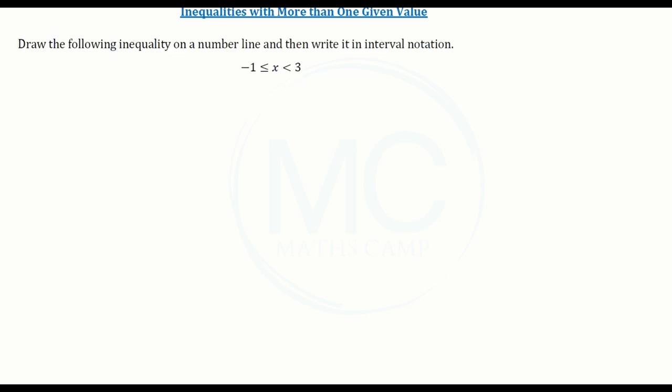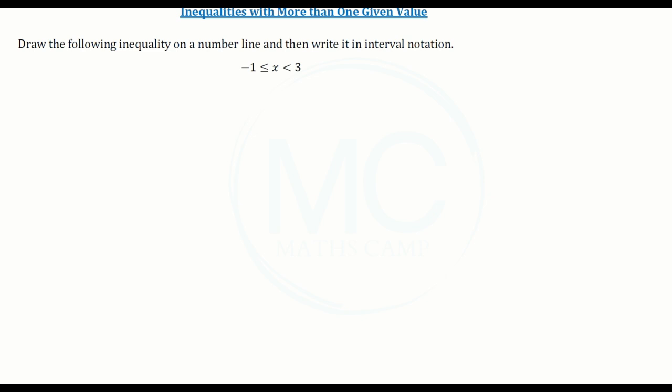Hi, in our previous video, we looked at inequalities with one given value, such as x is smaller than 2 or x is greater than or equal to -1. Now, I'd like to look at how we go about working with inequalities with more than one given value. Let's look at an example. Draw the following inequality on a number line and then write it in interval notation. And we have x is greater than or equal to -1 and smaller than 3.